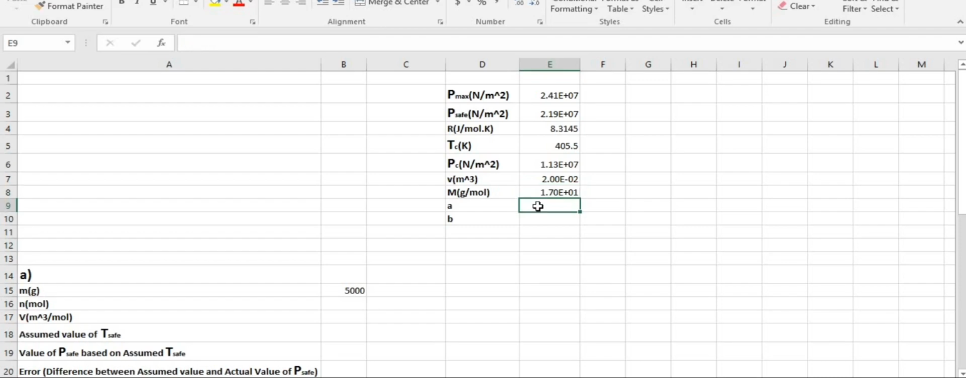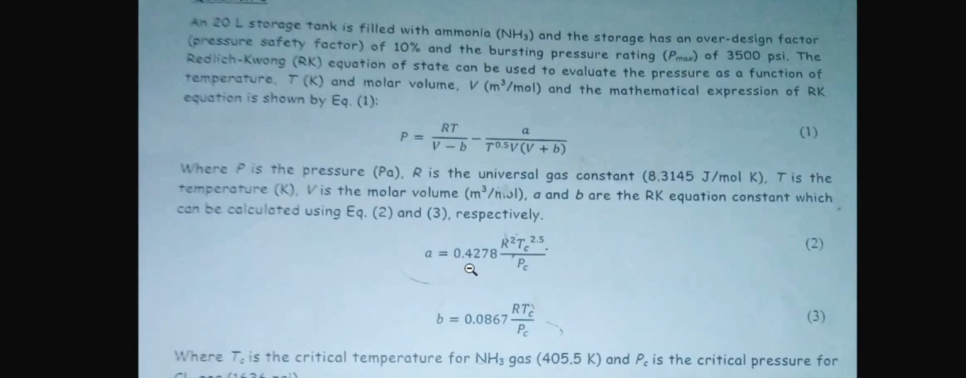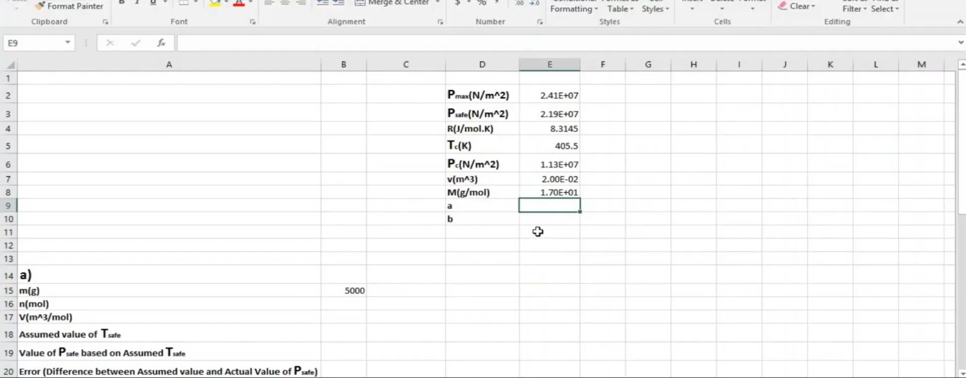Now we can look for our value of A using given values. To do this calculation, we'll just make reference to the cell addresses of our required values. The equation goes A is equal to 0.4278 multiplied by R squared multiplied by TC raised to the power of 2.5 divided by PC. Now in Excel terms, we'll first put an equal to sign, and then since we are multiplying and dividing, we can put the items in the numerator in a bracket and then divide it by the value in the denominator.